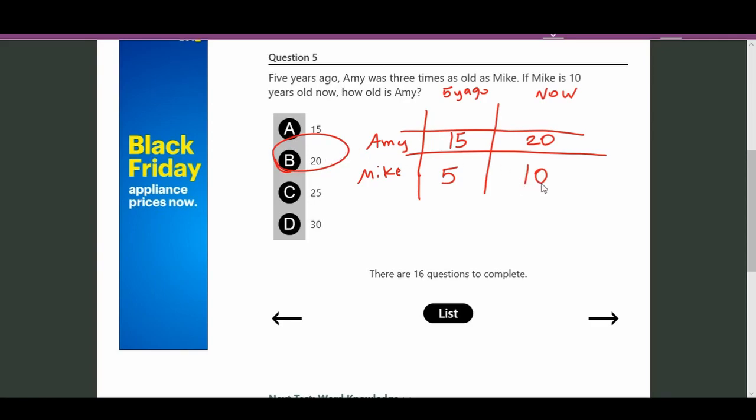Again, it told you Mike is 10 now. 5 years ago, he was 5. 5 years ago, Amy was 3 times as old as Mike. 5 times 3 is 15. Add 5 years, that gets us to 20. So very simple problem if you know how to set up the chart and just do exactly what they're asking you to do. These problems get more difficult than this, but in short, that's how you want to set them up. You want to approach it with a chart so you can keep all of your work organized. So that's that one.